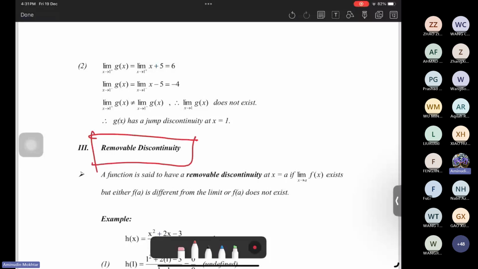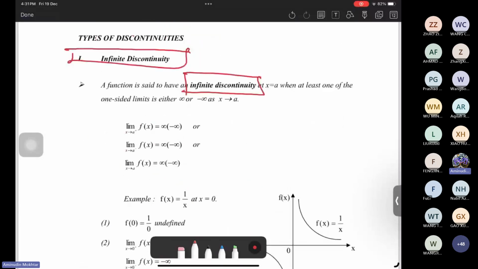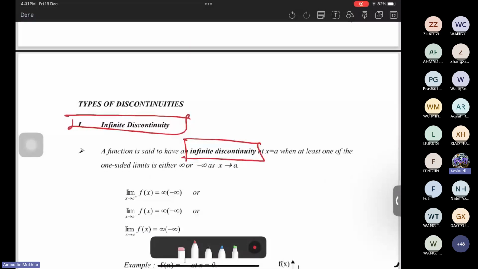All of these types are referred to as discontinuity. In other words, when we're talking about discontinuity, there are three types. The first one is infinite discontinuity. This function is said to have an infinite discontinuity at point a when at least one of the one-sided limits is either infinity or negative infinity.